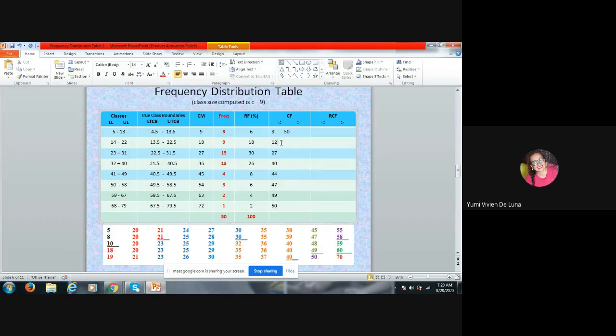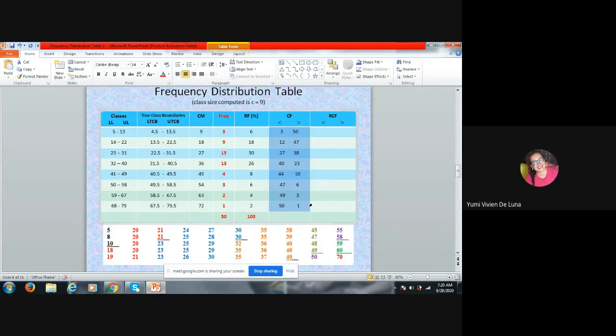So, 50 minus 3 will give us 47. Okay, minus 9 will give us 38. Minus 15 will give us 23. Minus 13, sorry, will give us 10. Minus 4 will give us 6. Minus 3 will give us 3. And minus 2 will give us 1, not necessarily 0. Ayan.